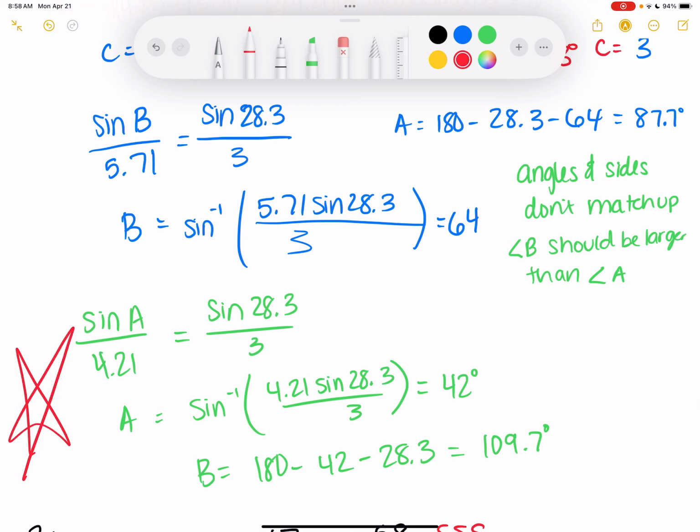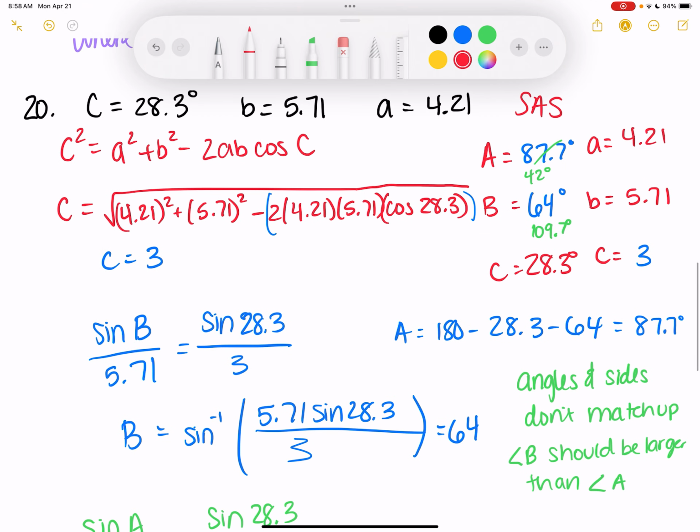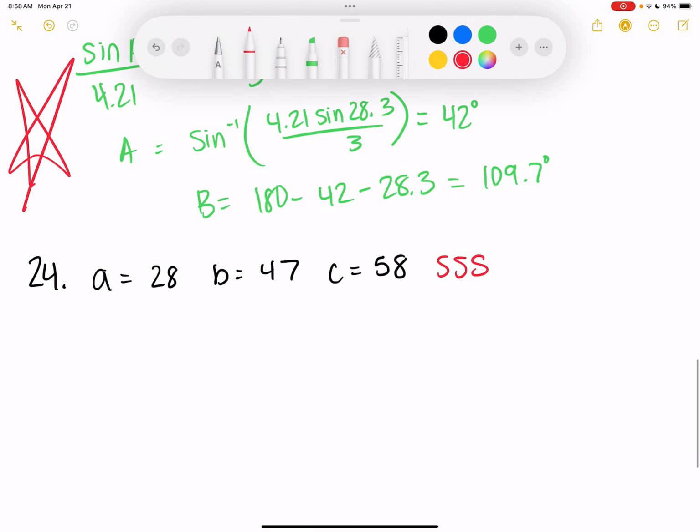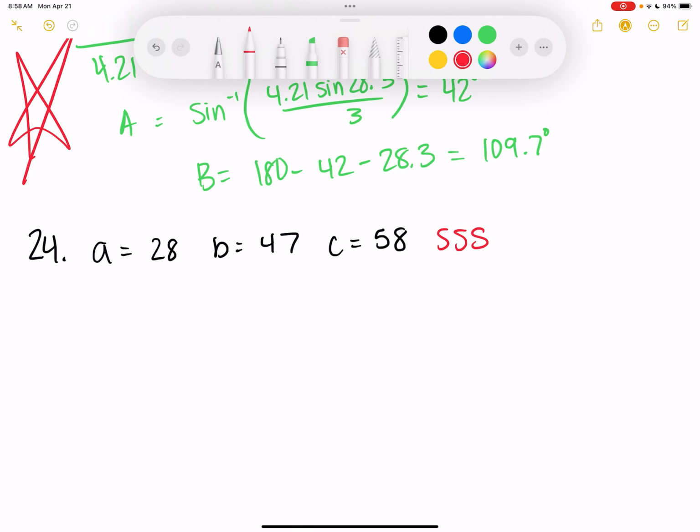Okay, because that means that we should have done A first and then B last. So it's the smaller one first. But in side, side, side, they say find the largest angle using the law of cosines. So that means that we should be finding angle C first when it's side, side, side. And then it says to find either of the other ones. It does not matter which one.